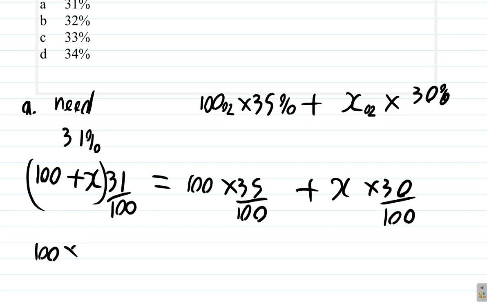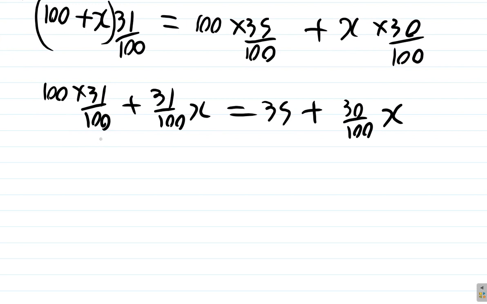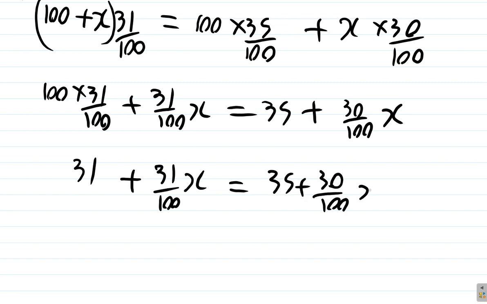So this is 100 of 31 out of 100, plus 31 out of 100 x, equals 35 plus 30 out of 100 x. So here now, 31 out of 100 times 100 is 31, the same 31 you got as before, plus, now this can be written as 0.31x, but let's keep it as a fraction for now, equals 35 out of 100 times 100 is 35, plus 30 over 100 x.